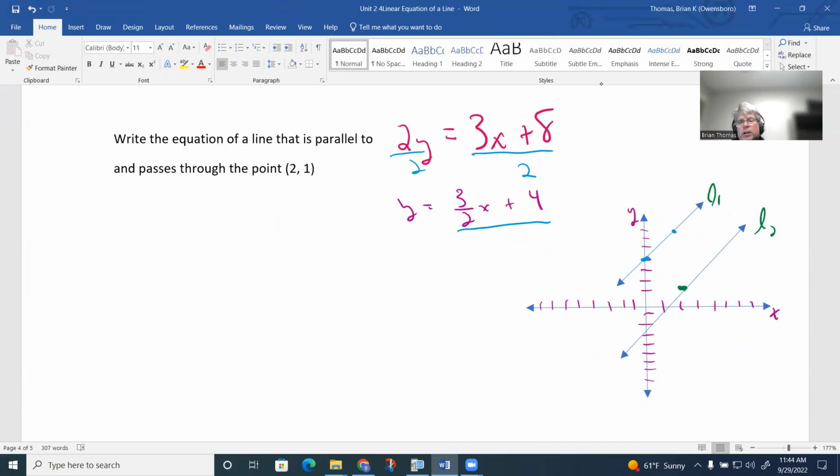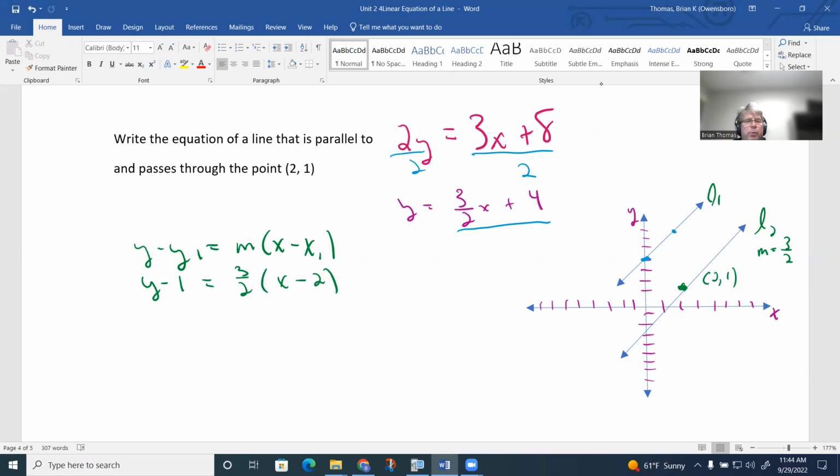To find the equation of this line, we need to know two things. We need to know a point. Well, the point is (2, 1). We also need to know the slope of this line. Well, we do know the slope because it's parallel to the given line, so the slope has to be 3/2 as well. Using the point-slope form, y minus y1 equals m times x minus x1, I can substitute this information in and write an equation of a line. So we have y minus 1 equals 3/2 times x minus 2.